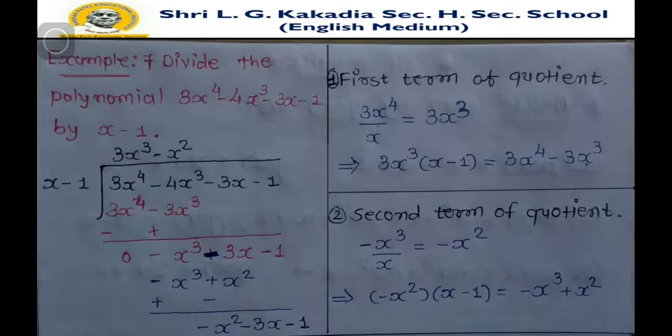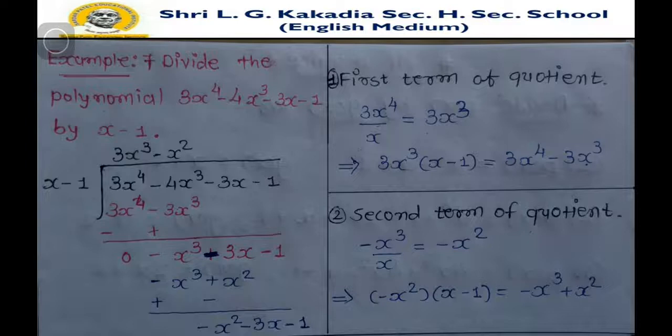Here is example number 7: divide the polynomial 3x raised to 4 minus 4x cube minus 3x minus 1 by x minus 1. In the first step, we put it in standard form, but here both polynomials are already in standard form, that is, the powers in all polynomials are in descending order. So let us go for our algorithm.